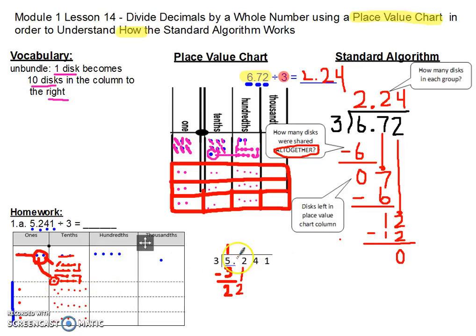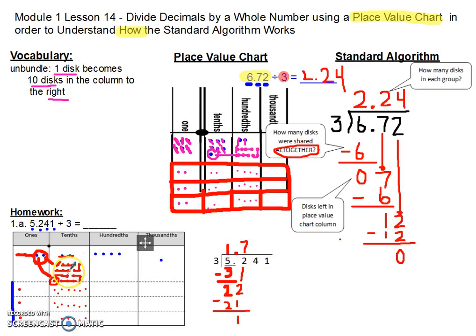So now going back to my standard algorithm, I'll put my decimal here because now I'm working in tenths, and I ask myself on the top, how many discs in each group? 1, 2, 3, 4, 5, 6, 7. So 7 will go up top. Then I'm going to do my subtraction, and I'm going to ask myself, how many did I share all together? So I have 7 here, 7 here, which is 14, and then 7 on the bottom, which is 21. So minus 21, which is 22 minus 21 is 1. And this 1 should equal how many I have left over.